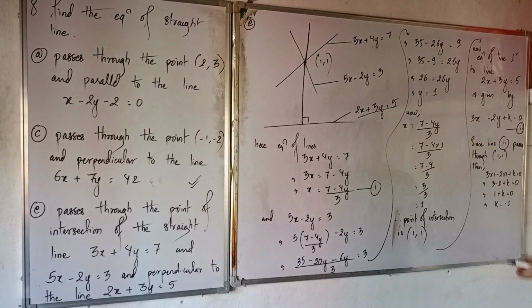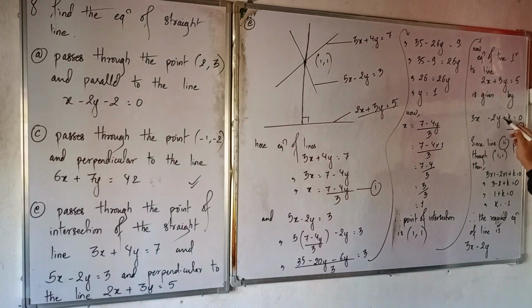Yes, therefore the required equation of line is, just substitute the value of k here, 3x minus 2y, substituting k by minus 1. This is the required equation of line.